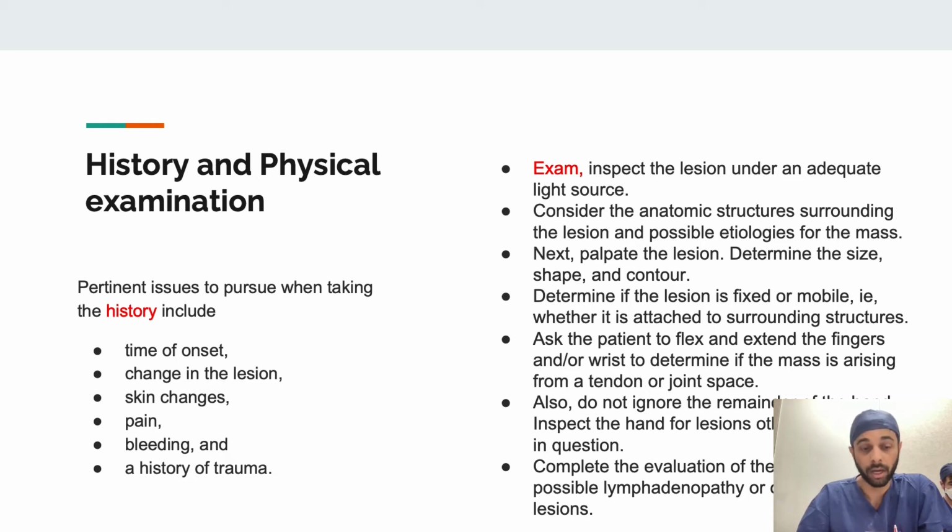So have a look at the entire hand, go above to the extremities and look for lesions anywhere else in the hand. And then once you are done with that, just look for further lymph nodes and other parts of the body if he or she has lesions anywhere else. So this probably should be the first step and should go in detail with this.